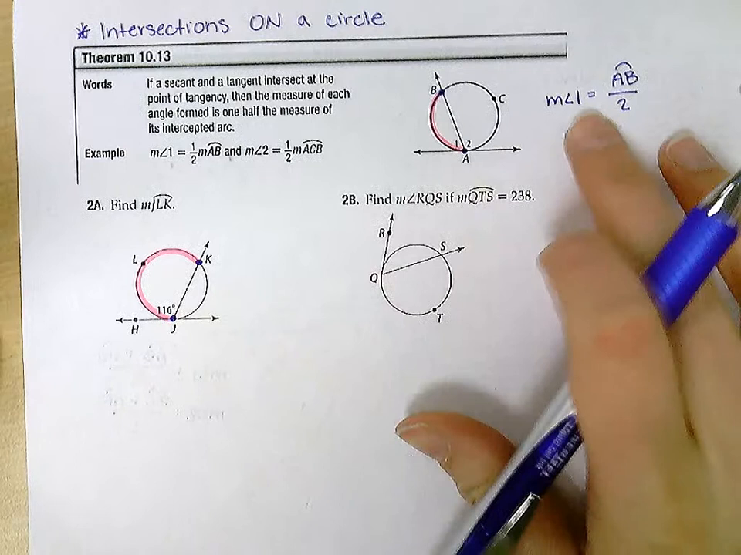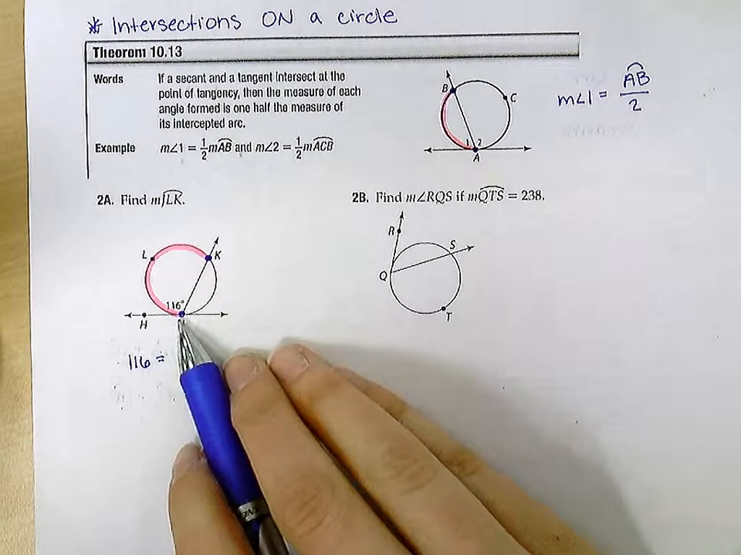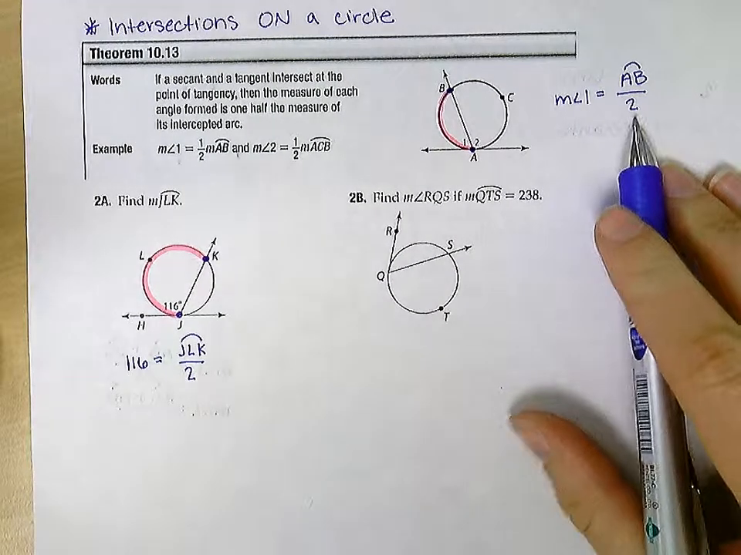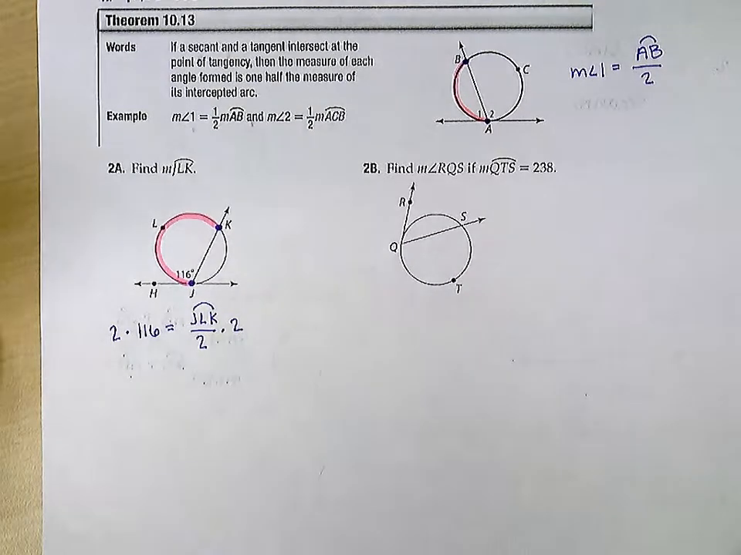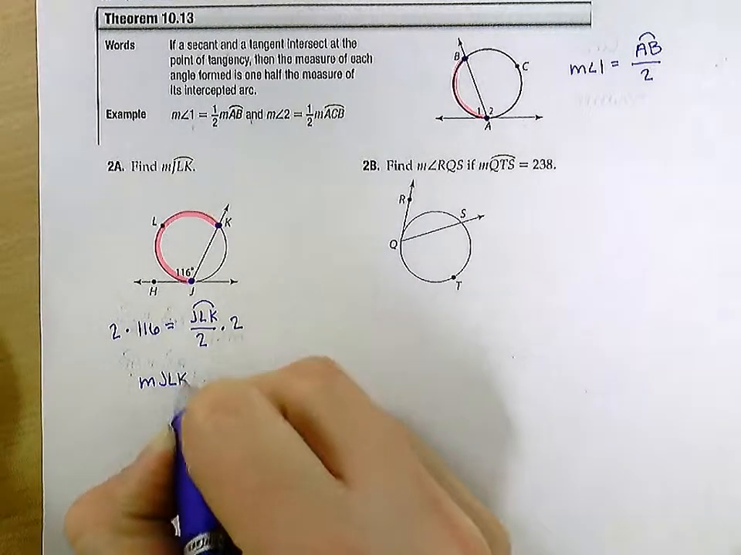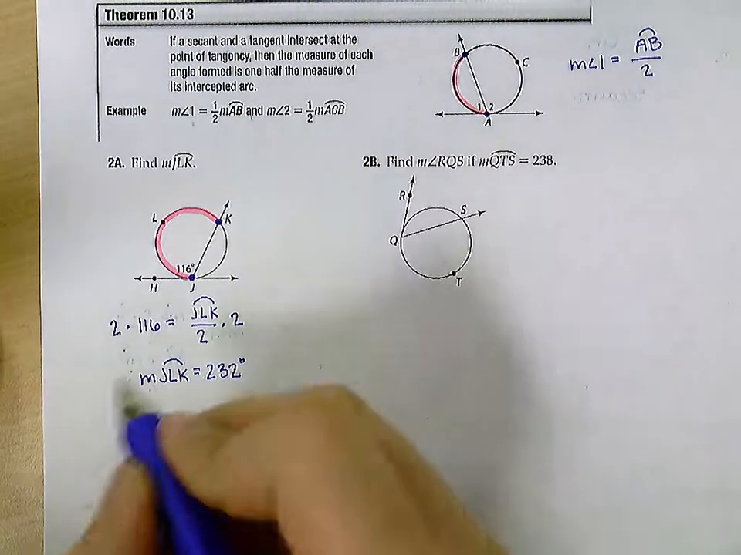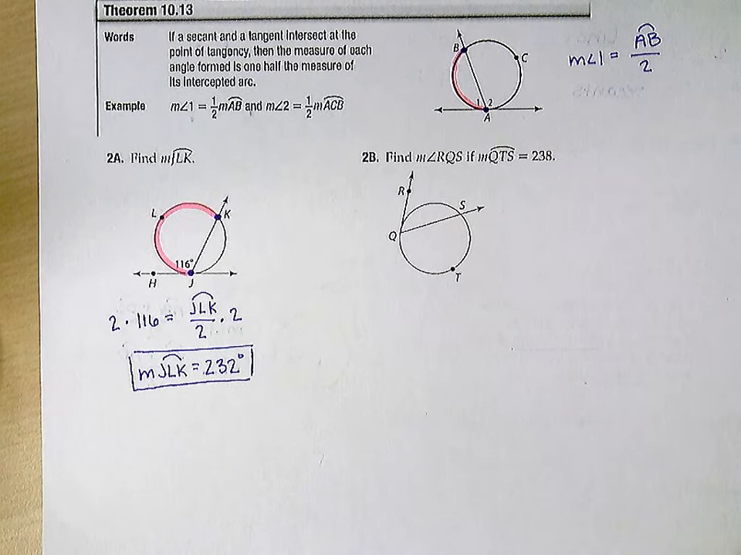Well, in this case, I'm given the angle. So I'm going to plug in the angle for the angle in my formula. So I have 116 is equal to my arc, okay, so that is arc JLK, and that would be divided by 2 from my formula. Now to solve for that arc, I just have to times 2. So the measure of that arc JLK would be equal to 232 degrees. So again, I'm just plugging in those values into that formula to help me solve. All right, so questions on that one before I do the last one here?